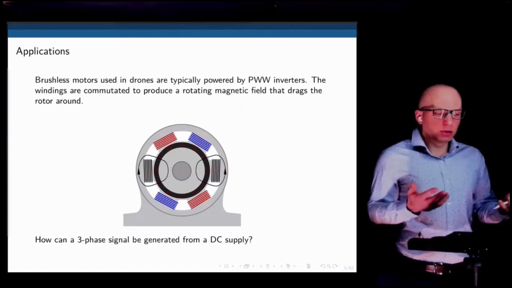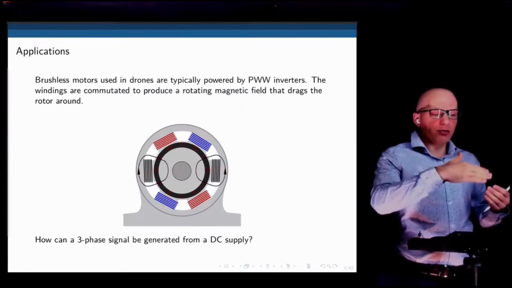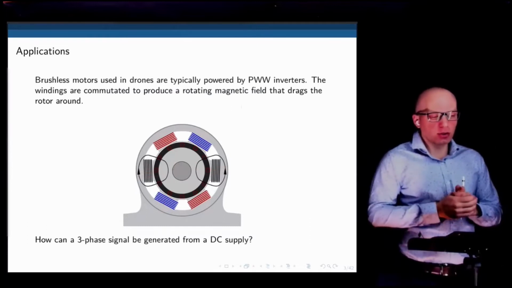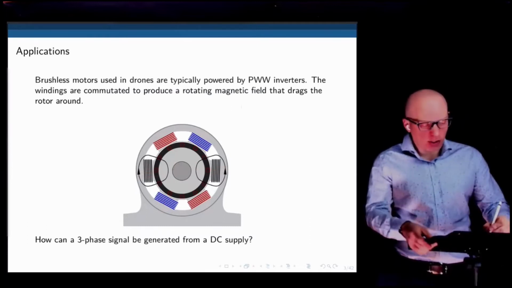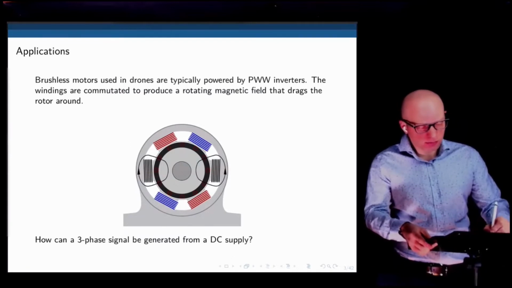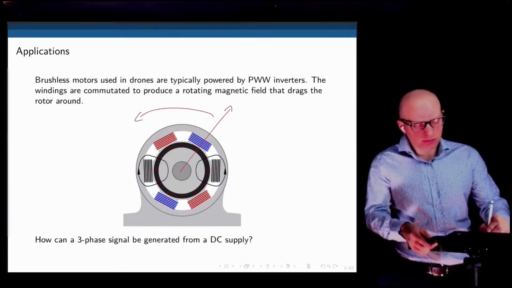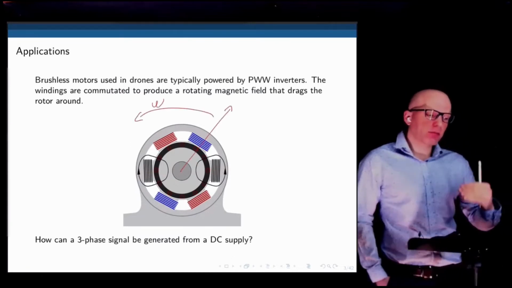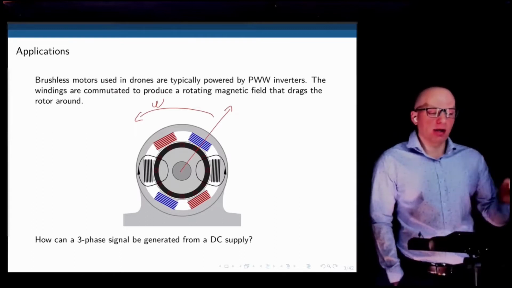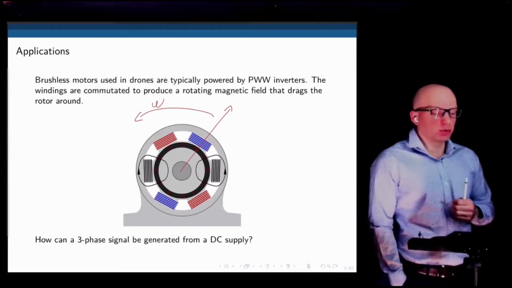So what is the solution here? How can we make the rotor go between different phases? And how can you create this magnetic field that actually rotates at a given speed and drags the rotor with it at a speed that we can control?